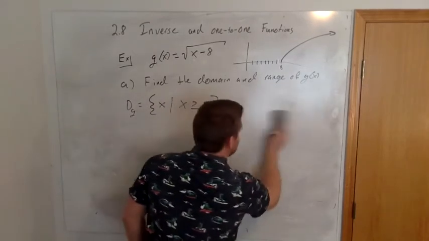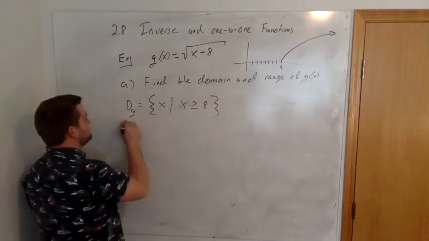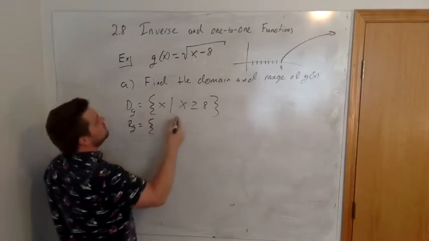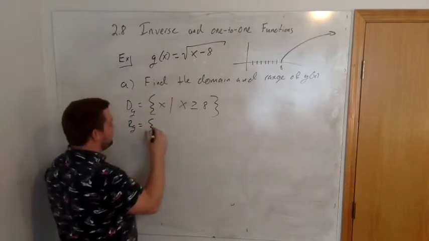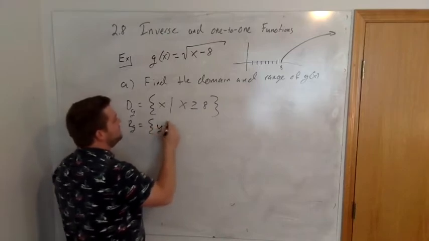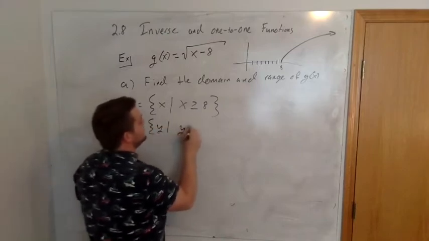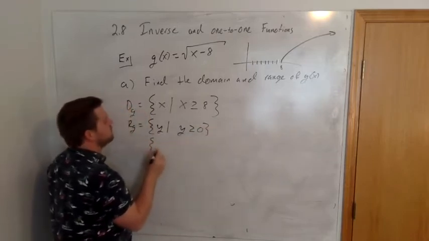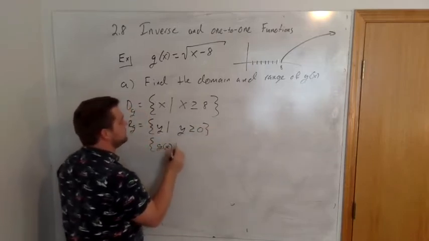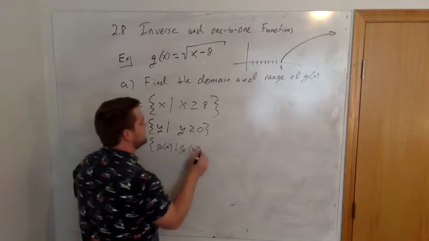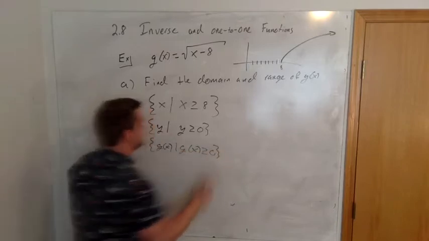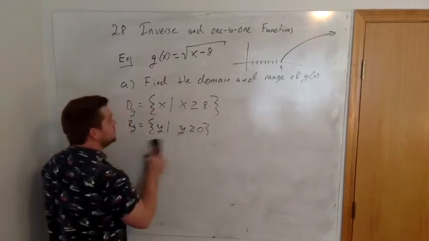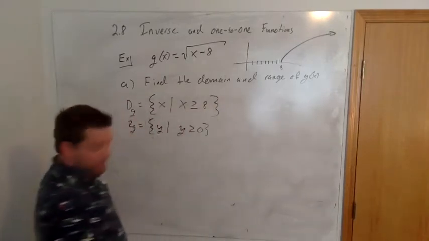Okay. And the range of g is going to be all g of x, or if you want, you can say all y, such that y is greater than or equal to 0. You could have also put all g of x such that g of x is greater than or equal to 0. So either one would work. I'll go ahead and leave it like this though. Okay? So here is the domain and range.